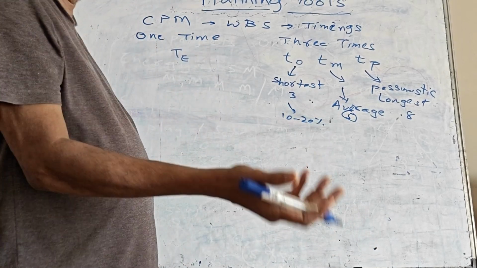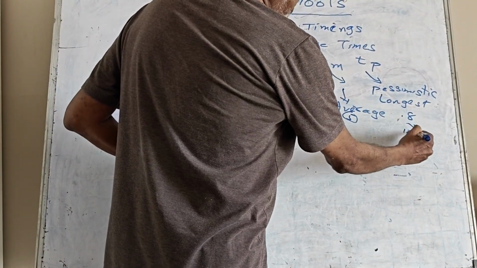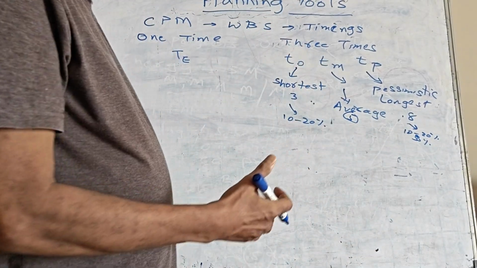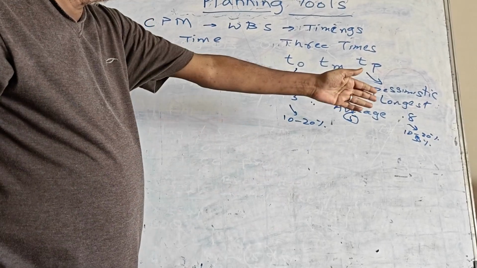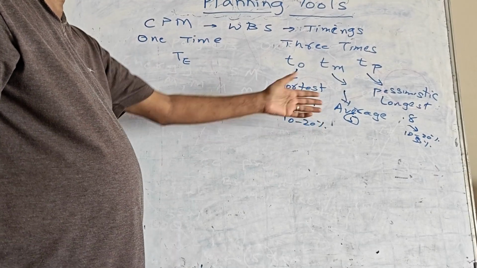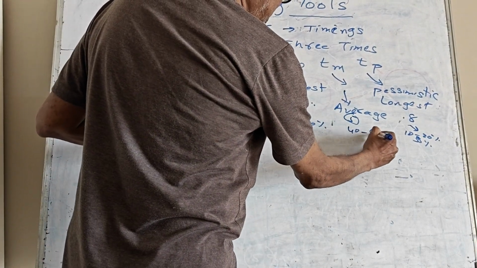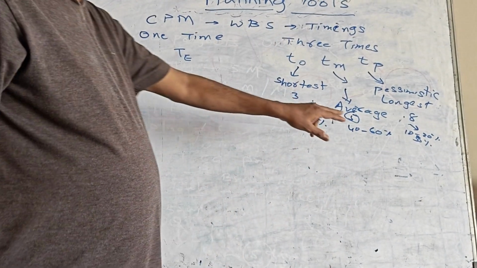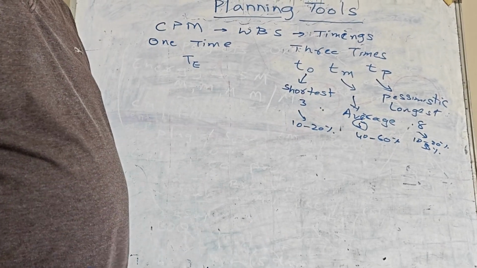Where optimistic time, the activity takes only 3 days. What is pessimistic time? Again, it can be 10 to 20% or 30%, depending upon the nature of the work and the nature of the project. So pessimistic time, if you take 10 to 20%, is also the shortest possible time; it sometimes happens, sometimes doesn't. So average time can be in between 40 to 60, approximately. I am giving a figure so that you can understand in a better way. That means the most likely time can be within a range of 40 to 60% of probability of completion.